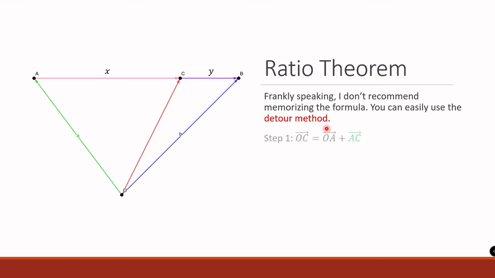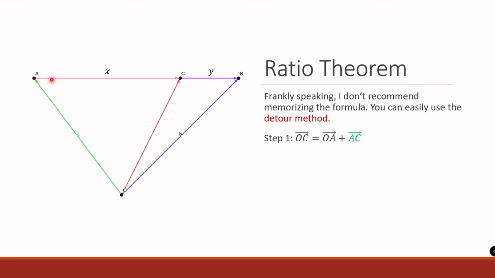So same thing, let's suppose I want to find OC. The idea is the detour method, right? I need to go to a temporary point first. So in this case, I'll go from O to A first, and then from A, I will go to C. That's fine. So it looks like this. OA is something I have, something I know. AC is something I don't know, but I can find AC using the ratio X and Y.